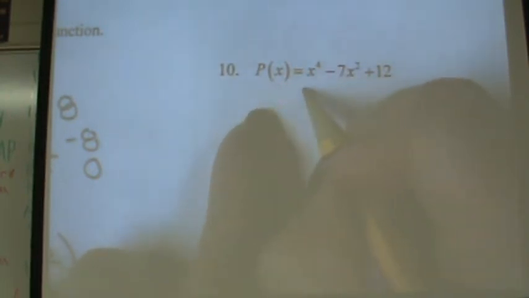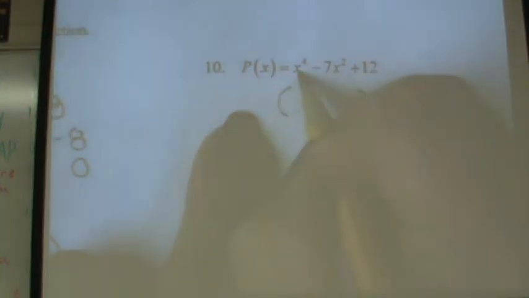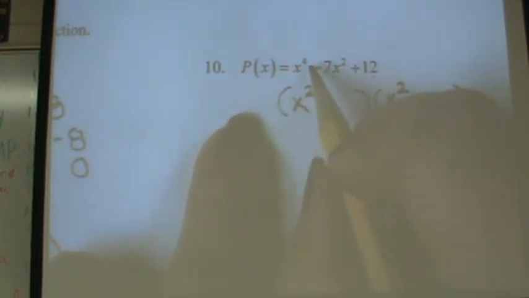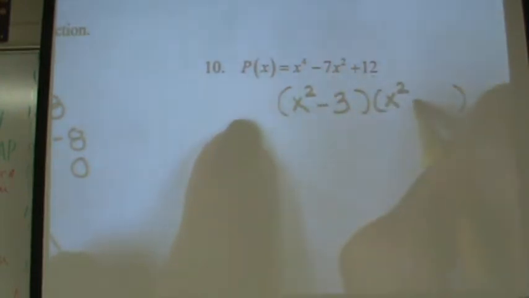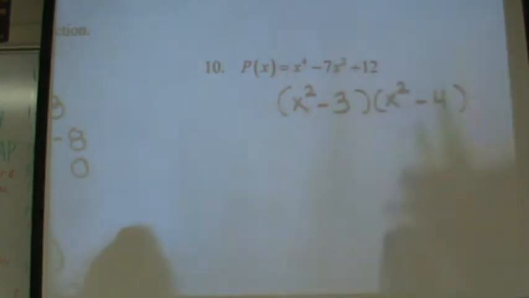Number 9. This one is a 4th degree. We did this on the last test. It's a 4th degree problem that is factorable. When you see it go from 4 to 2 to your constant, see if you can break this up. This is going to be x squared times x squared. And what 2 numbers multiply to give you positive 12 but add to be negative 7? You can only do it when it goes from 4 to 2 like that. So negative 3 and negative 4 multiply to give you 12 and add to be negative 7.